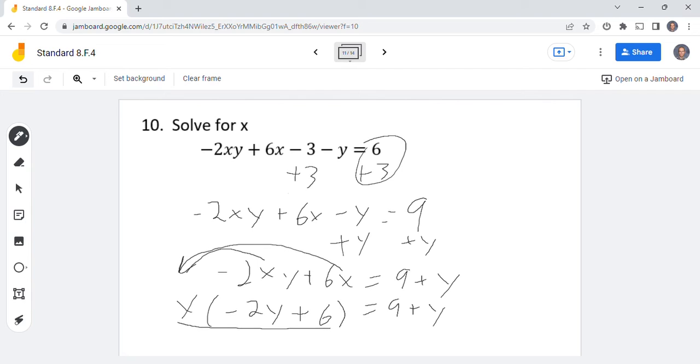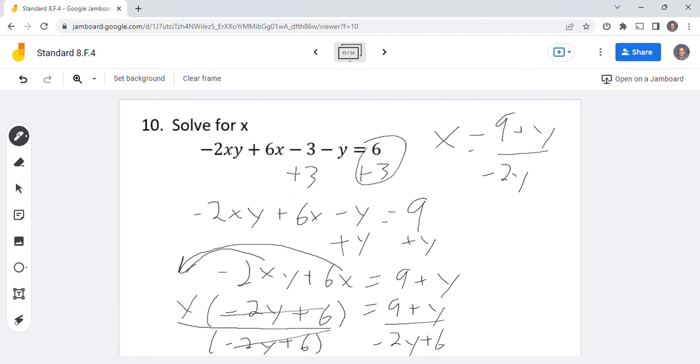We're going to divide this out. We're going to divide by negative 2y plus 6 to get rid of that last piece. Divide over here by negative 2y plus 6. And this divided by itself ends up being 1. Leaves us with x on the left hand side. Over on the right hand side we have 9 plus y divided by negative 2y plus 6. The x is now by itself, so we are finished.